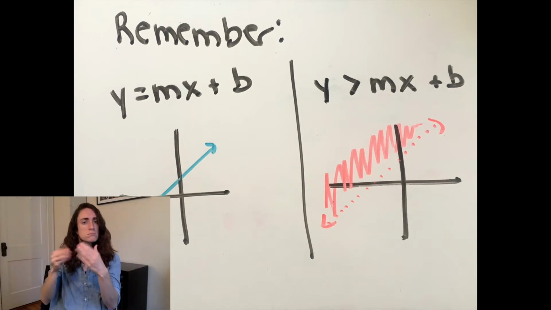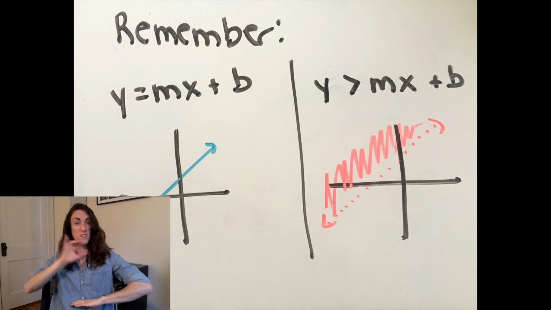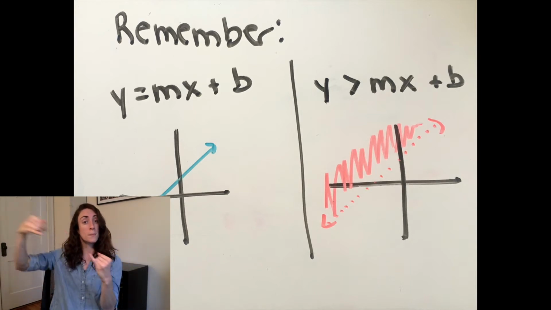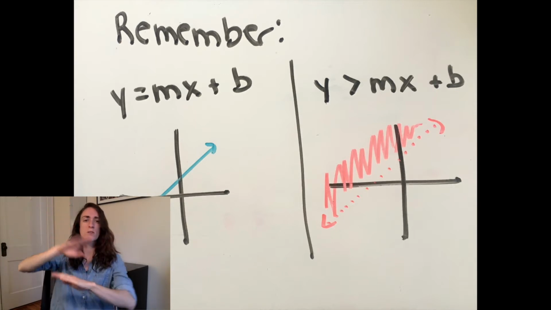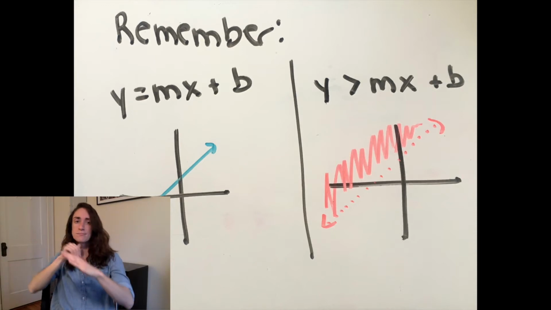An inequality, on the other hand, is a little bit more flexible, a little bit more accepting. So if we've got this example, y is greater than mx plus b, it means that any point x and y that satisfies the inequality will show up in the solution. And that's going to look like a boundary line plus a shaded area. Half the plane will be shaded.